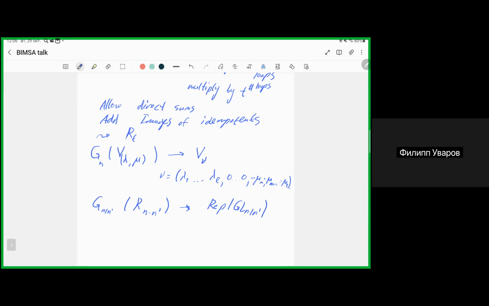So long story short, you can construct something which is easier than the Bethe algebra of GLN or GL n n prime, but it grasps something universal which is common for all of them. And this is given by interpolation. Okay, so let me finish here.